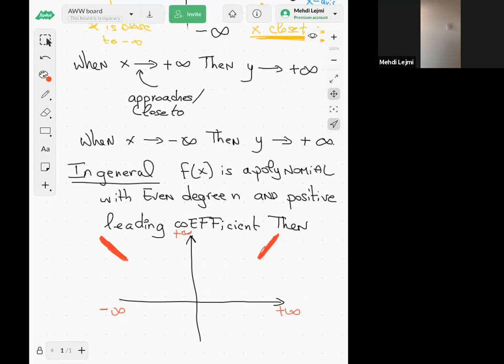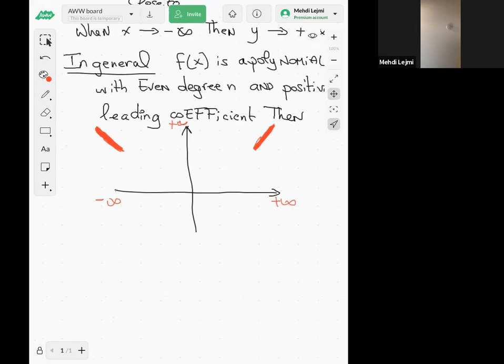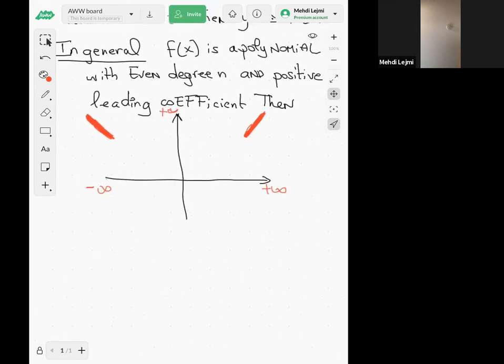Now, what about even degree with negative leading coefficient? That would be our example number 2. If you have f of x equals negative x squared, of course your degree n is even, but your leading coefficient is negative.